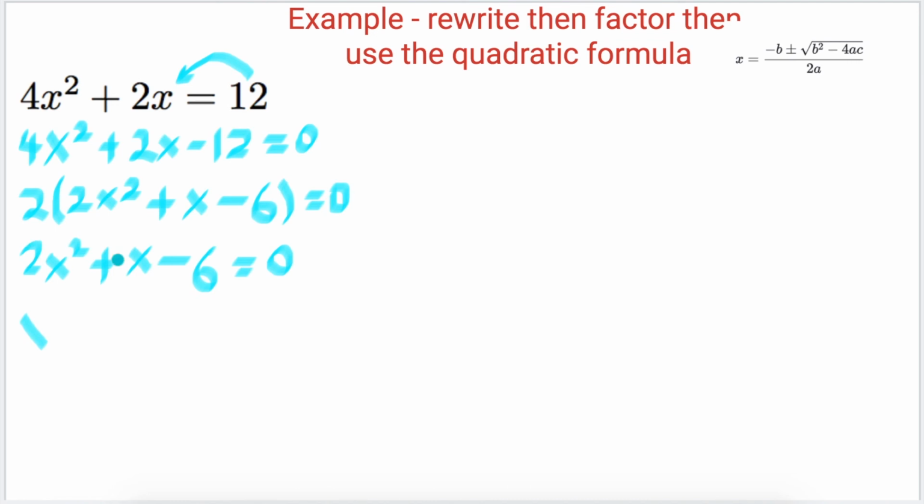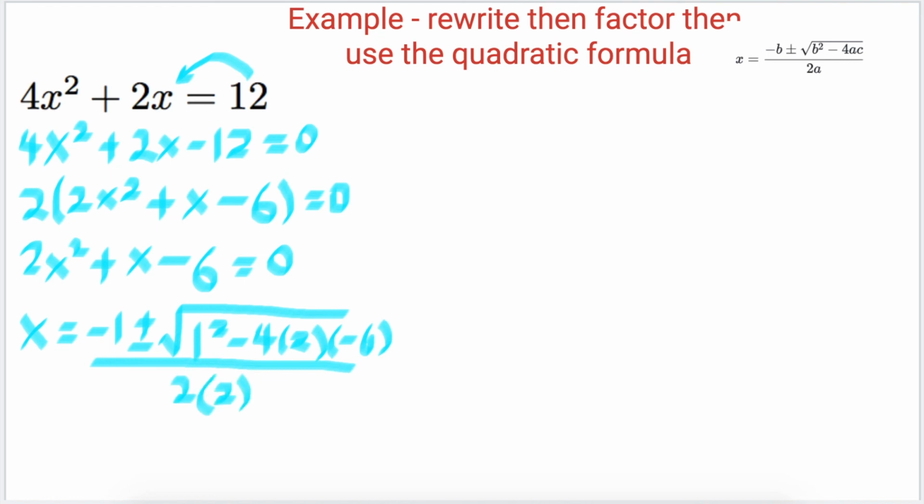a is positive 2, b is positive 1, and c is negative 6. Once we know those three numbers, we're going to use our quadratic formula, and it's going to be x equals negative 1 plus or minus the square root of 1 squared minus 4 times 2 times negative 6, divided by 2 times 2. And then now we need to simplify the square root and the denominator. So we're going to have negative 1 plus or minus, 1 squared is just going to be 1, and then negative 4 times 2 is negative 8, and then negative 8 times negative 6 is going to be 48. When you add that to 1, you get 49, and then in the denominator you're going to have 4 because 2 times 2 is going to be 4.